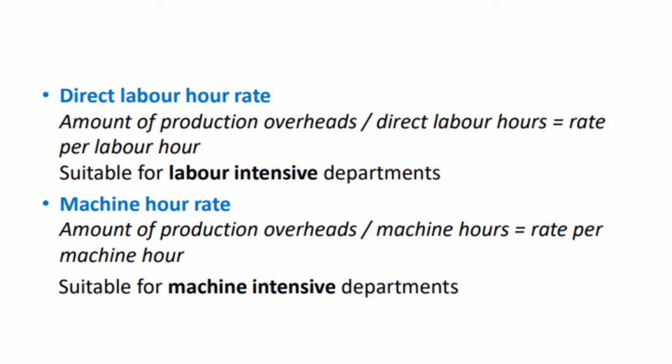These labour and machine hour rates are the overhead recovery rates which will be used to absorb all the factory overheads into the cost of products and services during the actual production period, hence the term total absorption costing. Note that some departments or cost centres may use a machine hour rate and some others may use a direct labour hour rate.